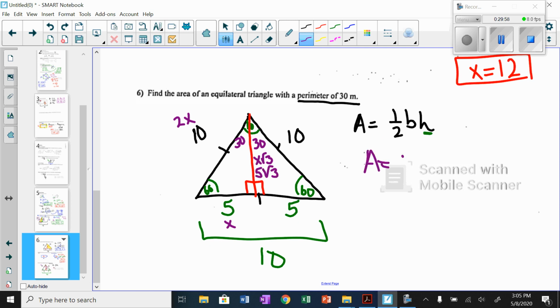So the area is equal to half. My base is not 5, my whole base is 10, and our height is 5 root 3. Half of 10 is 5. 5 times 5 root 3 is 25 root 3 meters squared.